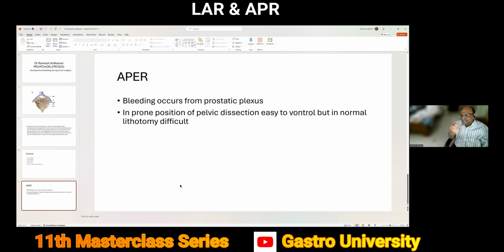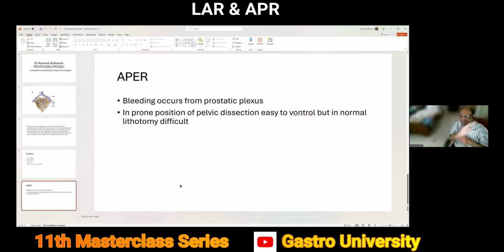Now, if the patient is in the lithotomy position, you have to literally sit down on the floor, look up, and then try to do the hemostasis. Whereas if the patient is in the prone position, you are looking at it from above, you are standing, you are comfortable, everybody is seeing, and you can pack with your left hand, slowly remove the pack, and do a bipolar or a diathermy on the specific bleeding points. I think the prone position is the position to do APRs.